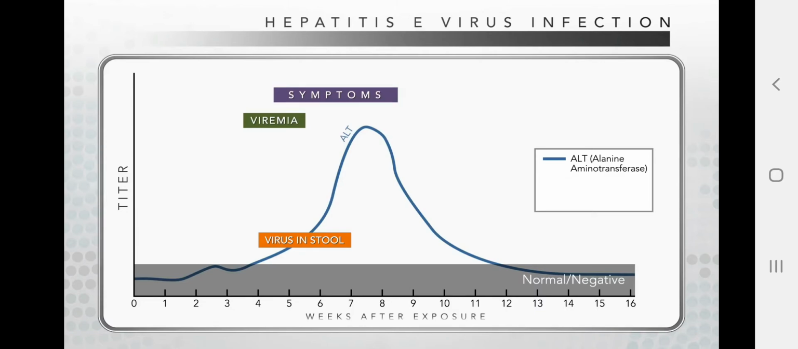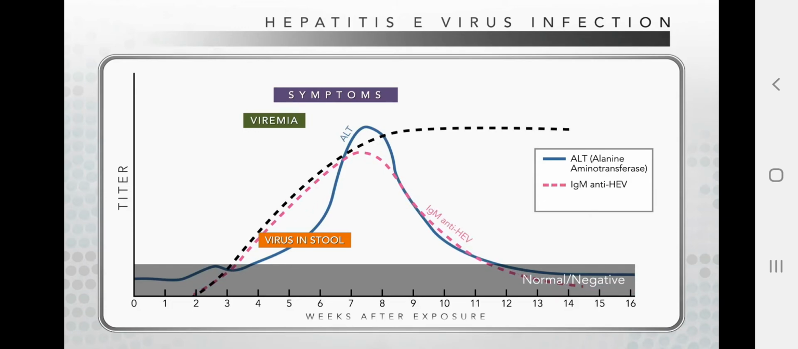Antibodies to HEV, both IgM anti-HEV, depicted by the pink hatched line, and IgG anti-HEV, illustrated by the black hatched line, are usually positive about 3 to 4 weeks after exposure. IgG anti-HEV persists, but IgM anti-HEV declines rapidly during early convalescence and is usually negative by 13 weeks.